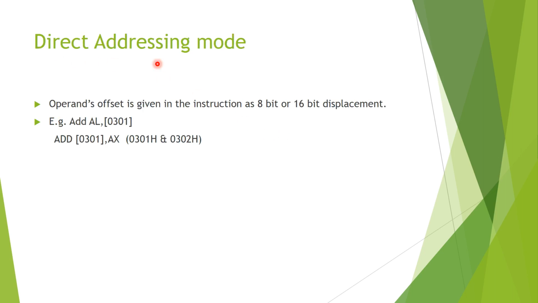Then we have the direct addressing mode. Direct addressing mode means the operand offset, because here we have to only define the offset. So the operand offset is given in the instruction as an 8 bit or 16 bit displacement.